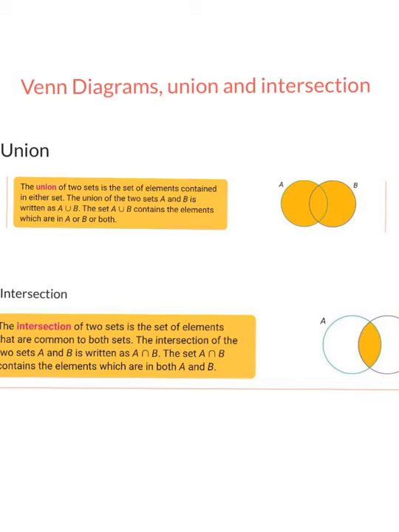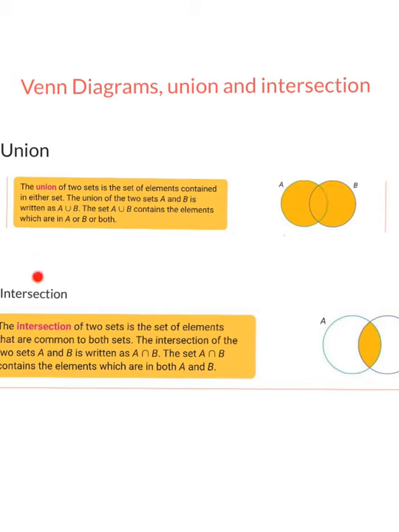So it just says a union of two sets is a set of elements contained in either set. The union of two sets A and B is written as A union B. So it's important that you know that symbol. The set A union B contains the elements which are in A or B or both. So it's everything that is in A and B.